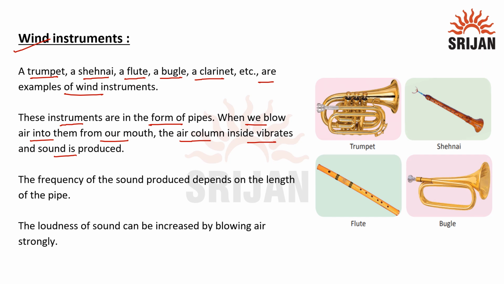Here we can observe various wind instruments. First is trumpet, second is shehnai, then we have flute and then bugle. The frequency of the sound produced depends on the length of the pipe and the loudness of the sound can be increased by blowing air strongly, and all these instruments are able to produce sound because of the vibration in air column.